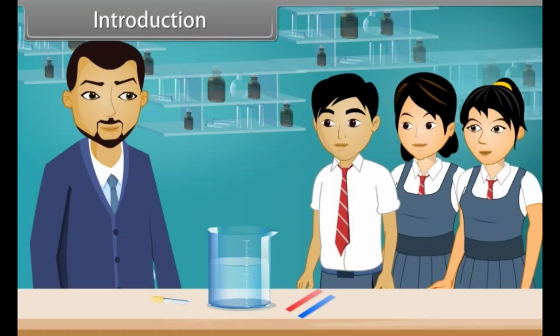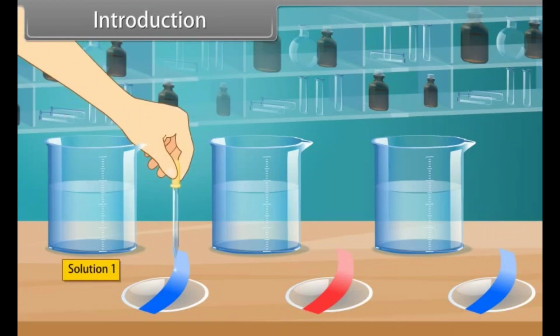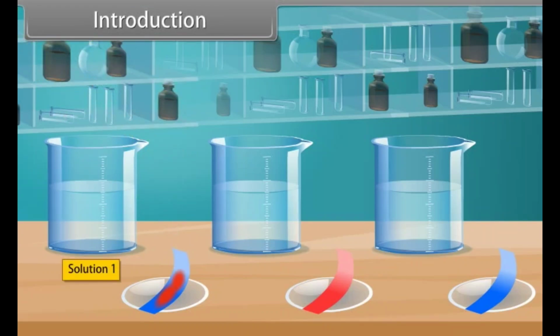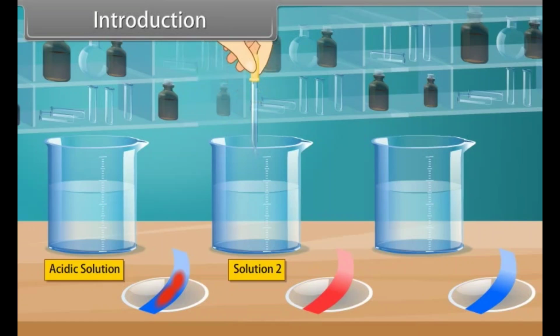Fine, sir. First, put a drop of solution 1 on the blue litmus paper. It turns red. It shows acidic behavior. Next, put a drop of solution 2 on the red litmus paper. It turns blue. It shows basic behavior.